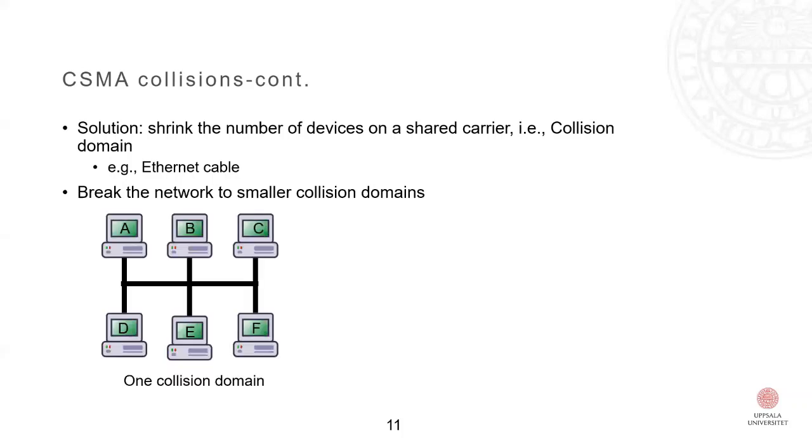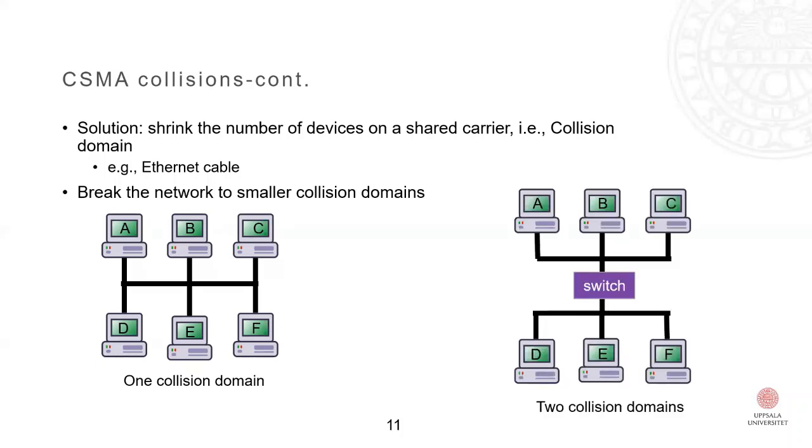So we see here in this picture, imagine in our original schema, we had 6 nodes being connected to this LAN by Ethernet cables. This is called one collision domain because all of them are sharing this Ethernet cable. But as a solution, we can break up this network into 2 collision domains, and then we connect them using a device which is called the switch.